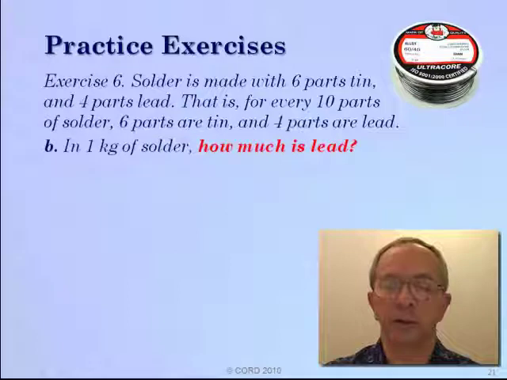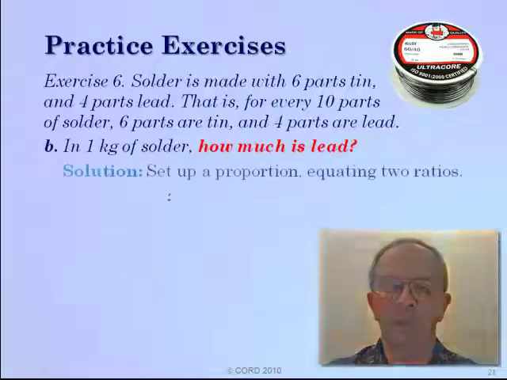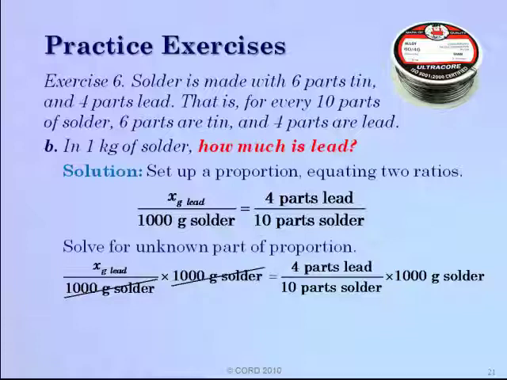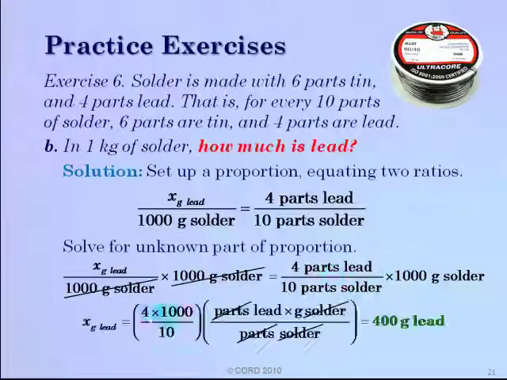And of course, you'll know that the question next will be how much of it is lead. So again, we'll set up a proportion equating 2 ratios. As before, this time the grams, X, will represent the number of grams of lead in 1,000 grams, and 4 parts lead to 10 parts solder is the ratio that we'll equate to. So again, we'll solve for the unknown part of the proportion by multiplying both sides by 1,000. We'll be left with this value, 4 times 1,000 divided by 10, with the units canceling again. This time we'll have 400 grams of lead out of 1,000.